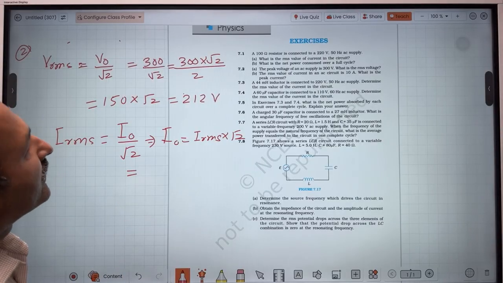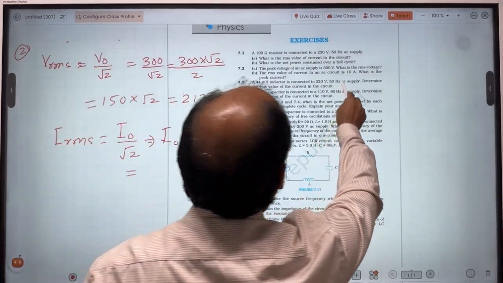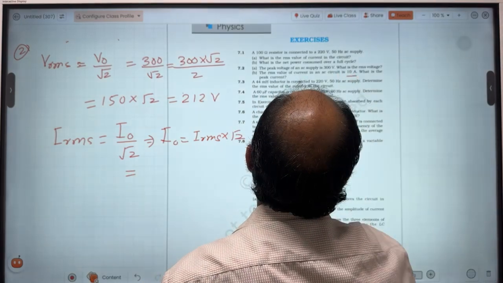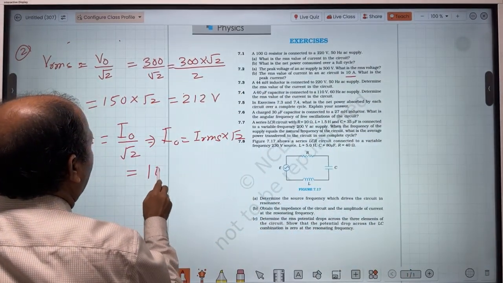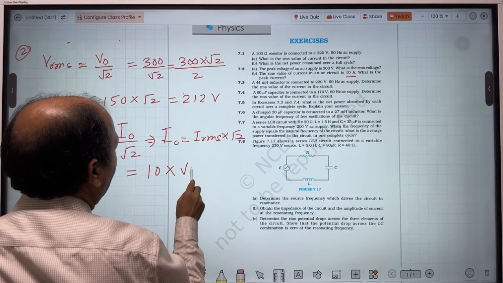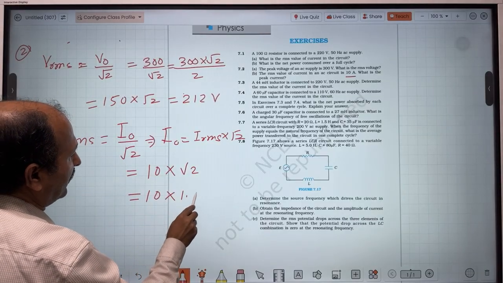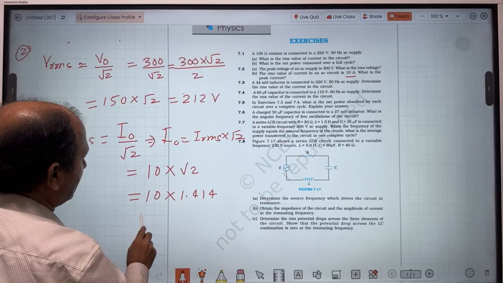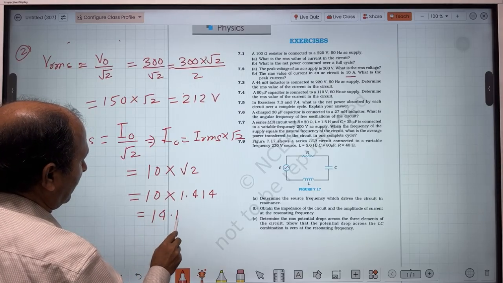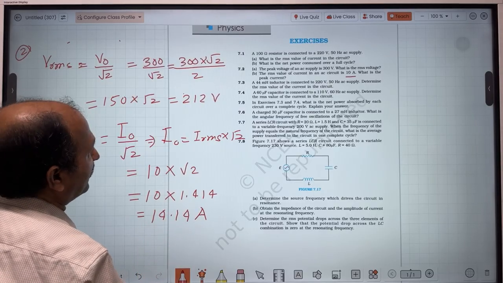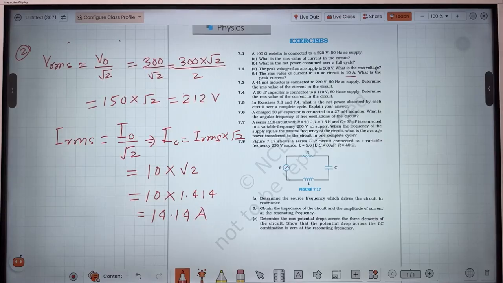So here we are given RMS value 10. So 10 multiplied by root 2, and you know the value of root 2 is 1.414. So this will give 14.14 ampere. Correct? So we have got the answers to question number 7.2. Now let's go to the next question.